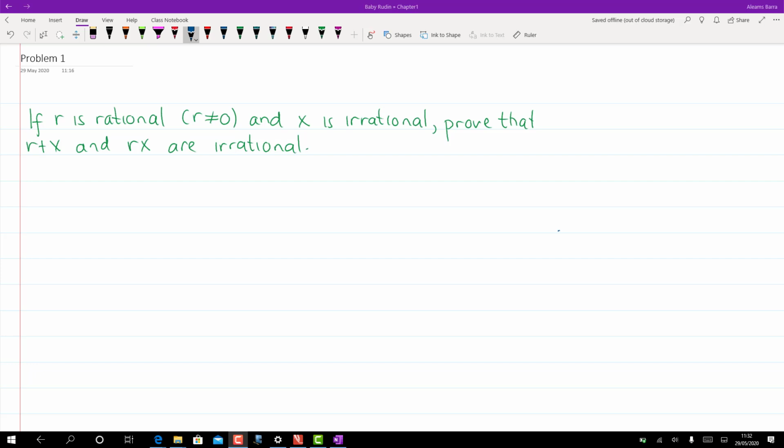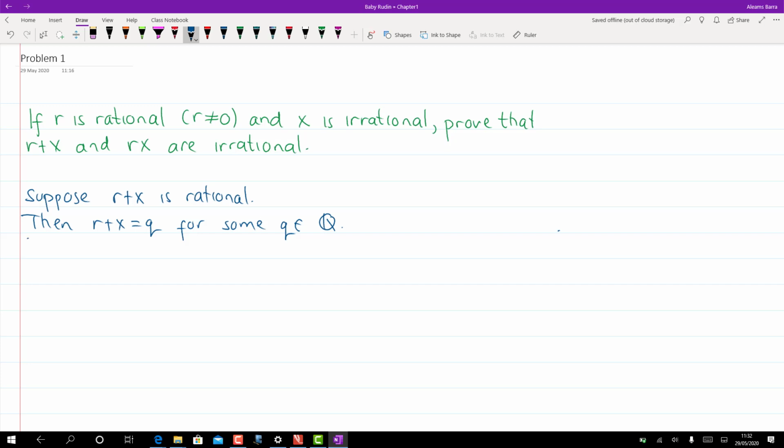Okay, so the way we approach this problem is by asking, what's wrong if they are rational? So then we will argue by contradiction. Suppose on the contrary that r plus x is rational. Then r plus x is equal to q for some q in Q, where the big Q is the field of rational numbers.